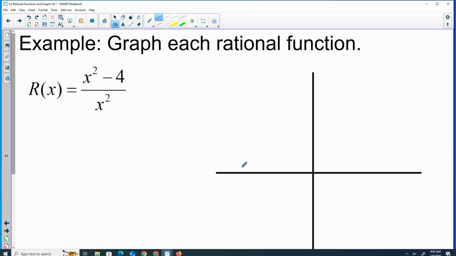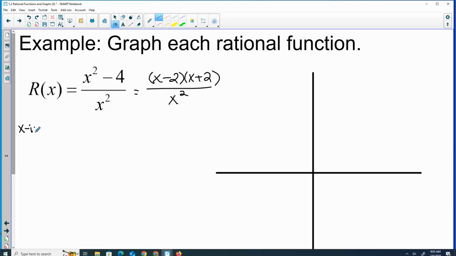So first step, factor. How can you factor x squared minus 4? And x squared, I'm just going to leave. You can write it as x times x, but there's nothing else we can do. Does anything cancel? No, so we don't have to worry about any holes in our graph.